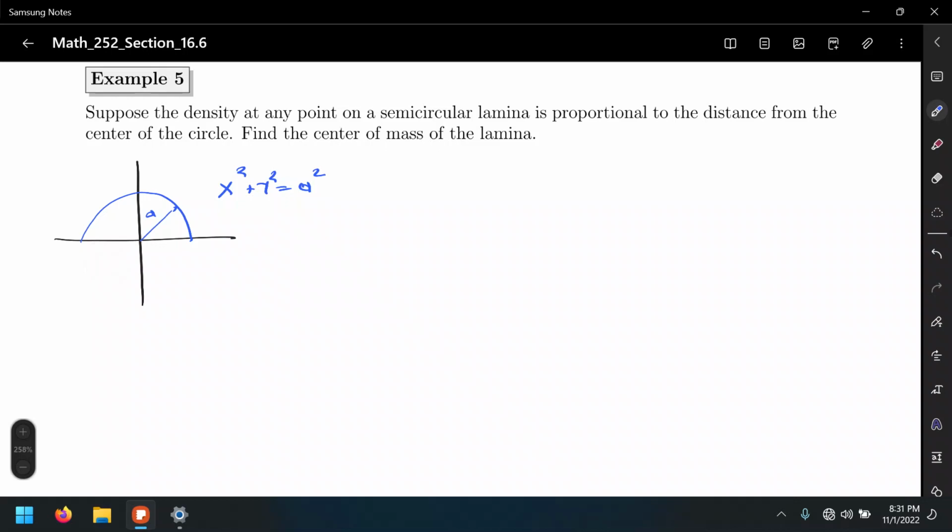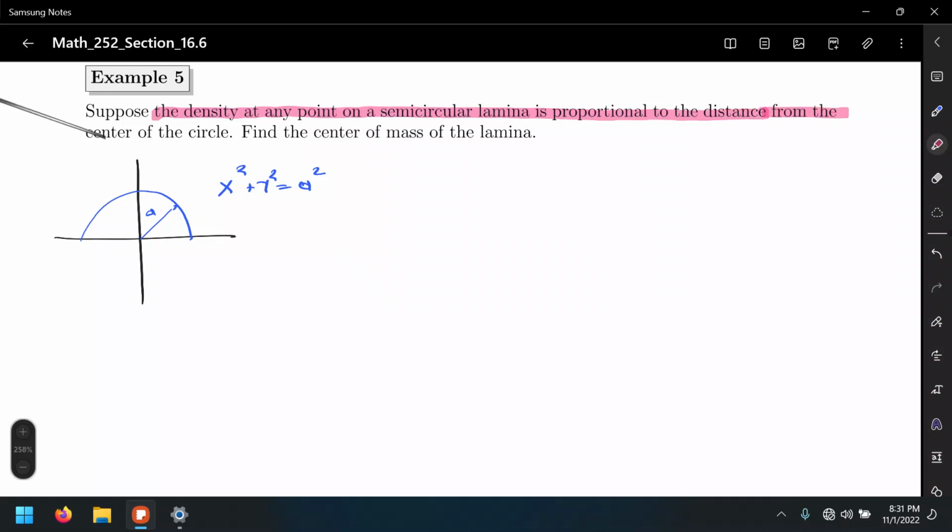Again, what's the density function? The density function is given in a sort of cryptic way. The density at any point on a semicircular lamina is proportional to the distance from the center of the circle. In this case, it's not proportional to the square of the distance like we got before. It's proportional to the distance. So let's start with a mathematical sentence: rho, which is the density, is proportional to the distance.